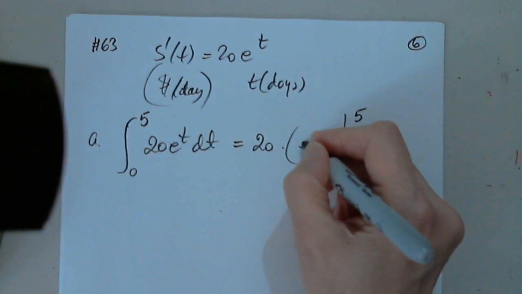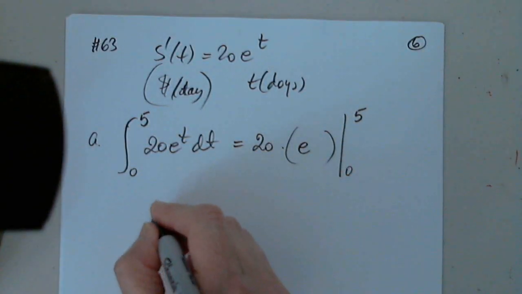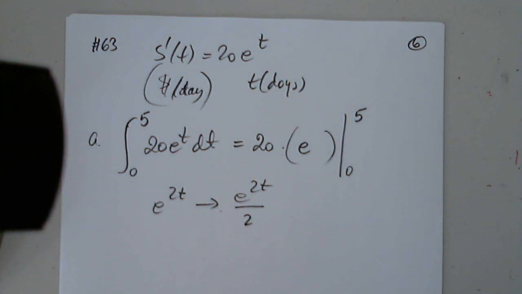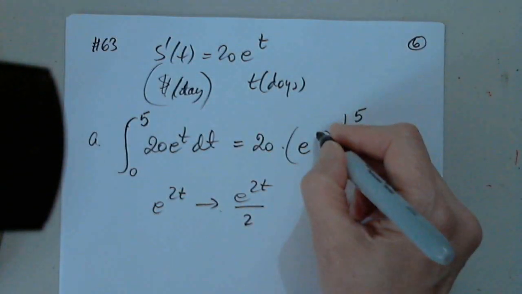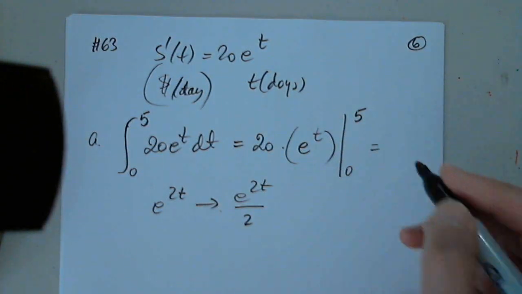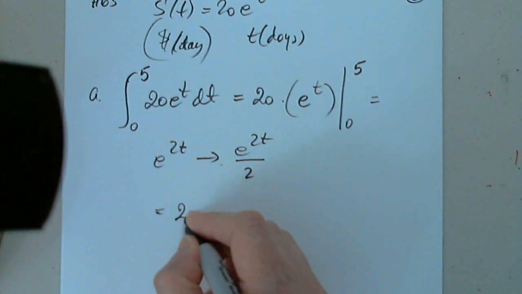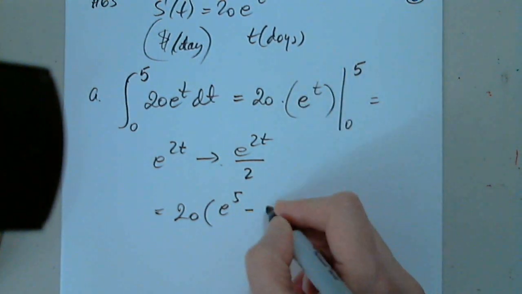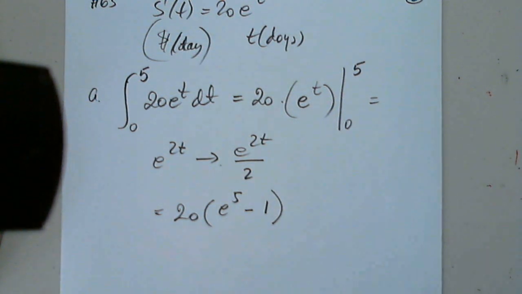Is it e to t squared over 2? Careful. E to 2t would have been e to 2t divided by 2. Isn't it just e to t? Very good. So then we have 20 stays outside. I plug in 5: e to the 5th minus e to 0, which is 1. Good. So I have no idea what 20 times e to the 5th minus 1 is.